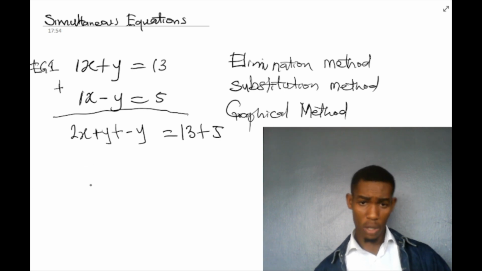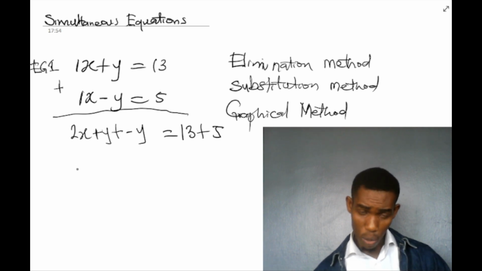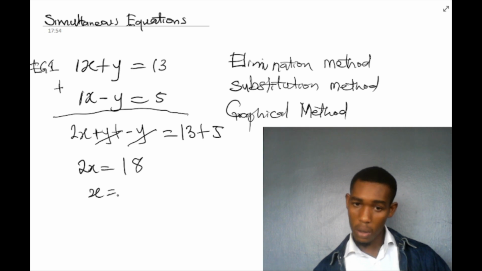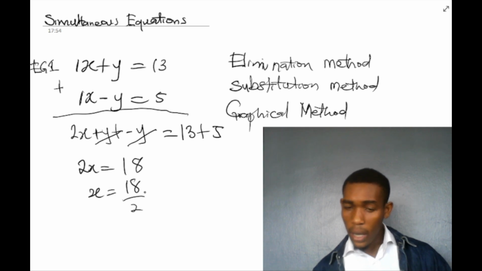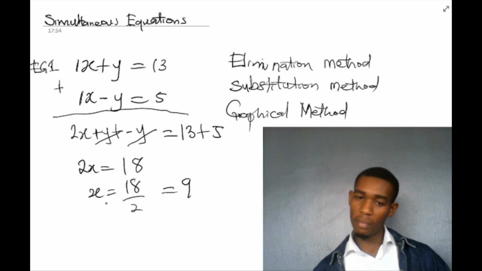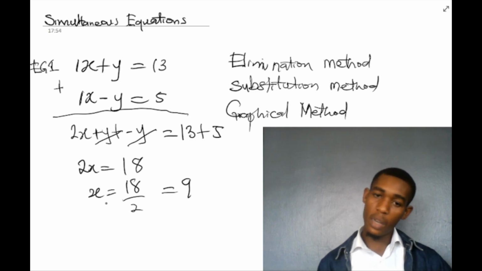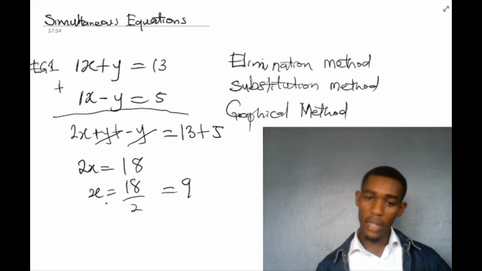So y plus minus y gives me zero, so the y terms just go out. I'll be left with 2x equal to 18, and then x equal to 18 over 2, and that gives me 9. Pretty simple. So I've succeeded in finding one of the values. The value of x is 9.